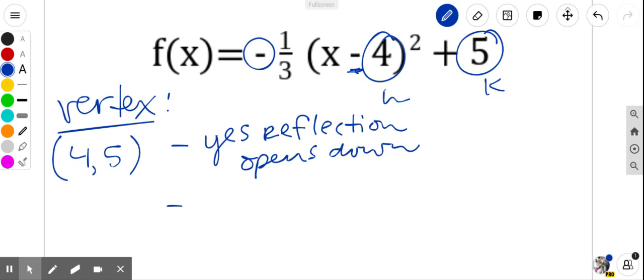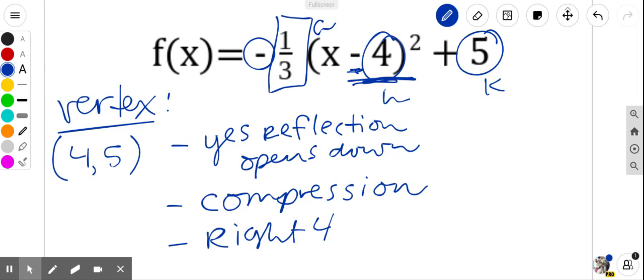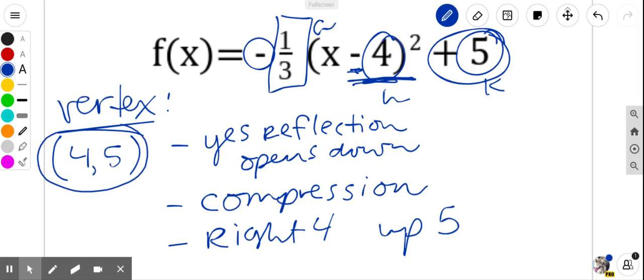Okay, let's think about stretch versus compression. Here is my A. It's between 0 and 1, so it's a fraction, so that means it's a compression. Okay, and then this right here, H determines my horizontal shift, so it's -4, so that means we're going right 4. And then for my vertical shift, it's +5, so we're going up 5. And again, you can kind of picture, how would you plot the point (4, 5)? You would go right 4 and up 5.